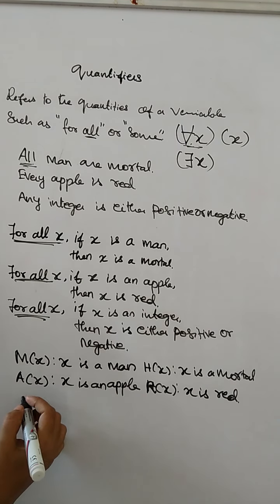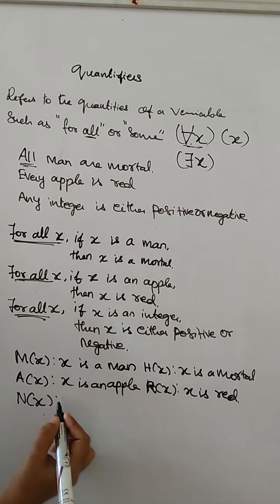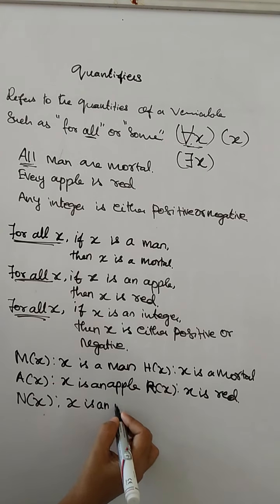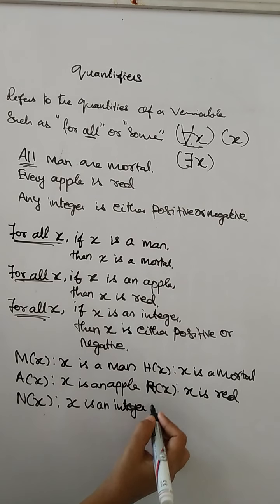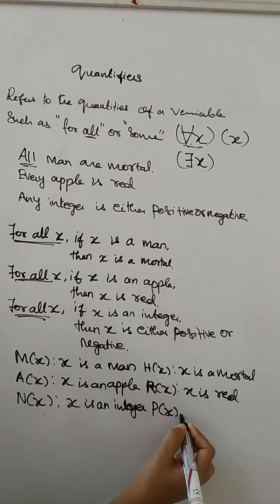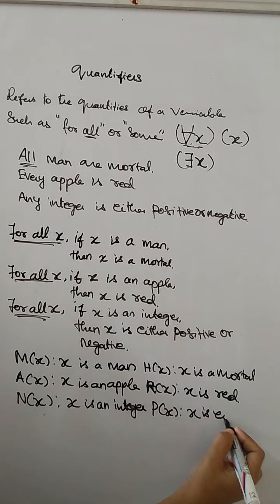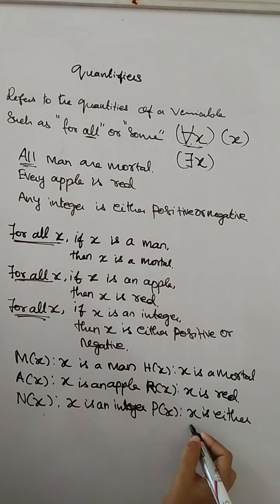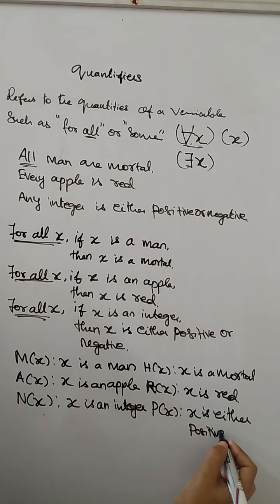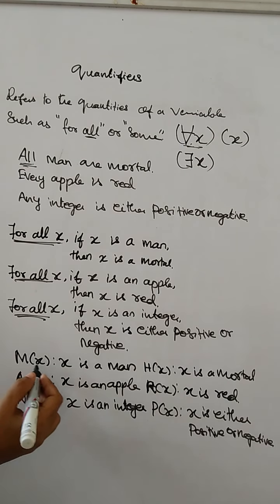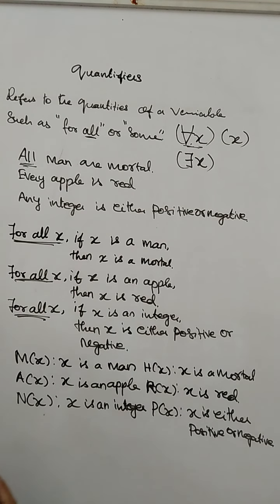And then for the next one, I can take N of x as x is an integer, and here I may take P of x as x is either positive or negative. So in such a way I have written it. Okay. So I can substitute these variables here. If I substitute, what value will I get? I am just writing it here.